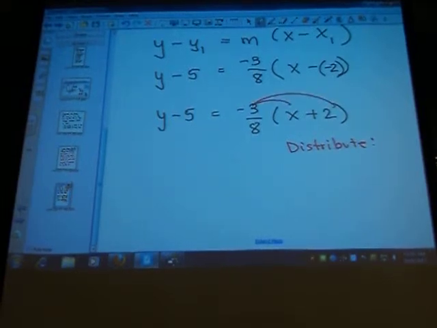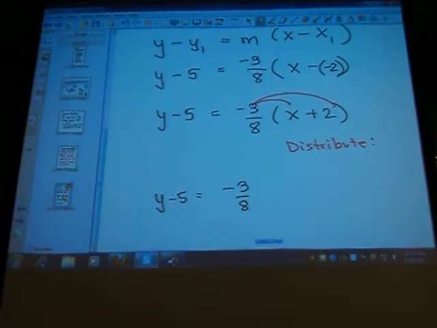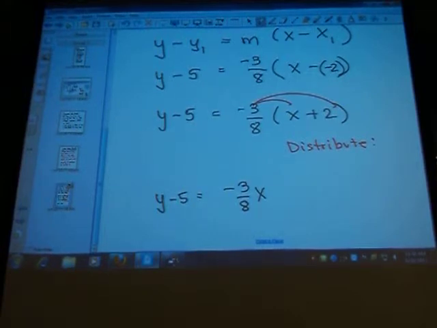So distributing means multiplying negative 3 over 8 times x plus 2. Negative 3 over 8 times x is just negative 3 over 8 times x, since we don't know what x is. And what is negative 3 over 8 times 2? You can go on your calculator if you need to.